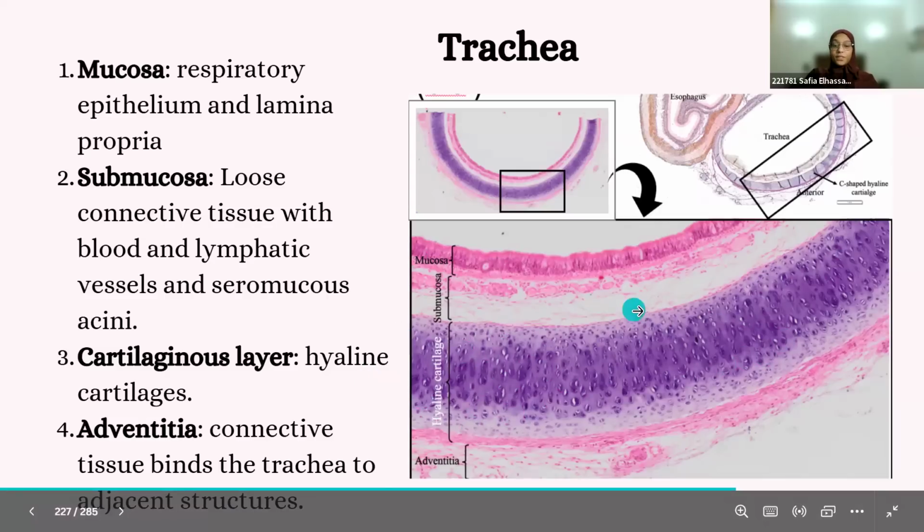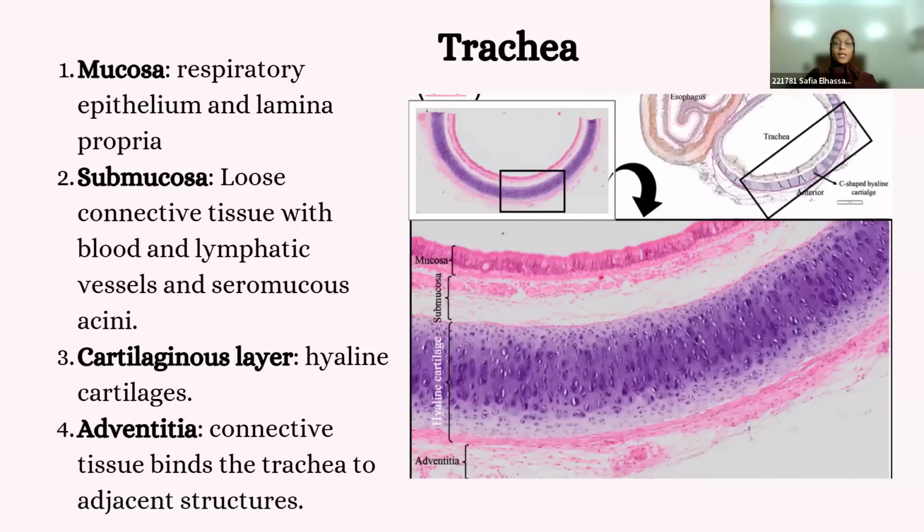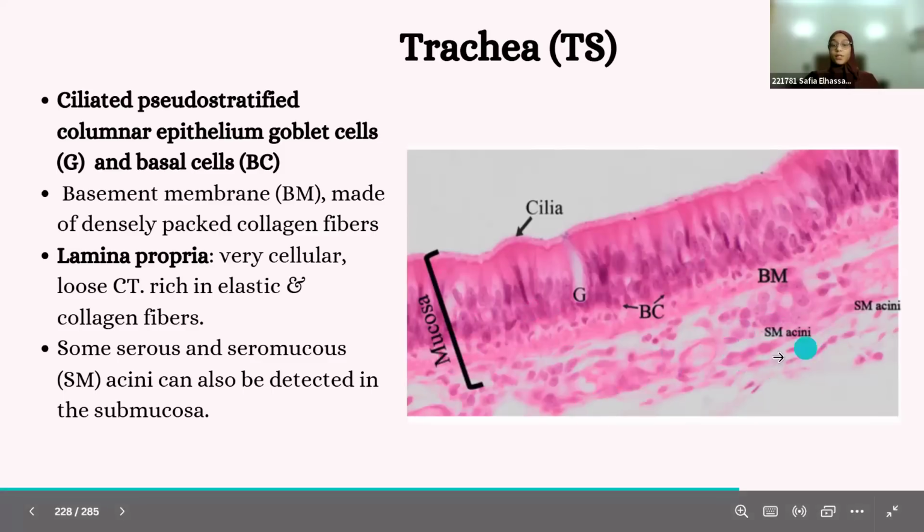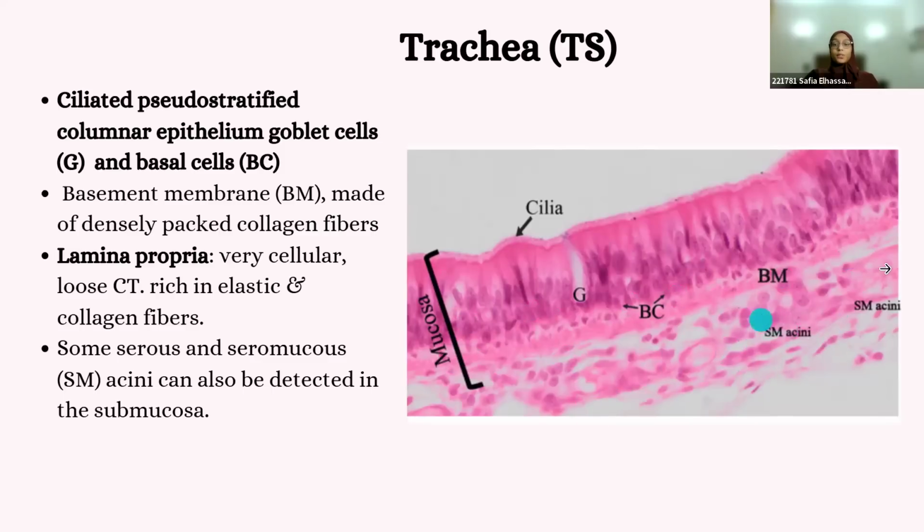And then lastly, you have the adventitia, which is again another connective tissue layer, and this helps bind the trachea to adjacent structures. So let's take a closer look at the trachea. This is a transverse section. So here we can see the respiratory epithelium, which is ciliated pseudostratified columnar epithelium with goblet cells and basal cells. So the full name of this is very, very important. And then you have a basement membrane, which is made up of densely packed collagen fibers, and it's located directly underneath. And then you have the lamina propria, which is the cellular loose connective tissue. And it's very, very rich in elastic and collagen fibers. And here you would still be able to see some serous and some seromucinous acini in the submucosal layer.